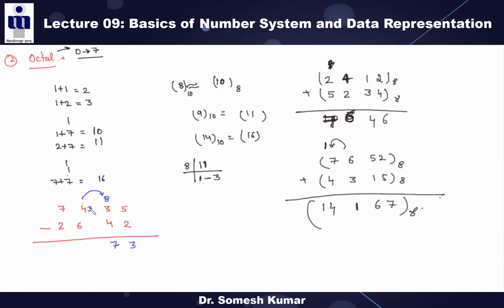3. Can that be subtracted from 3? No. Again we have to take the borrow. Then 8 plus 3 is 11 minus 6, 5. And here the remaining one is 6. 6 minus 2. So this is your octal subtraction.